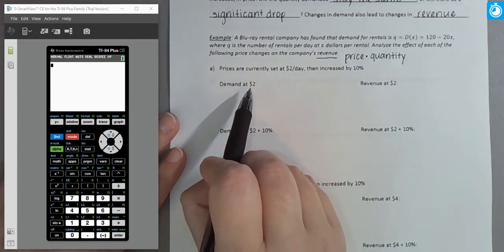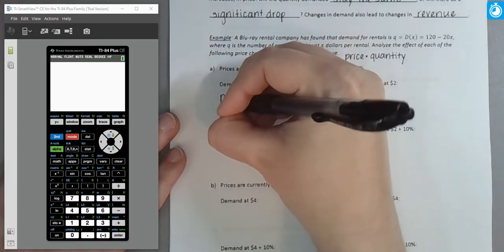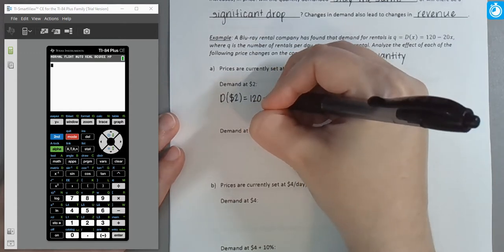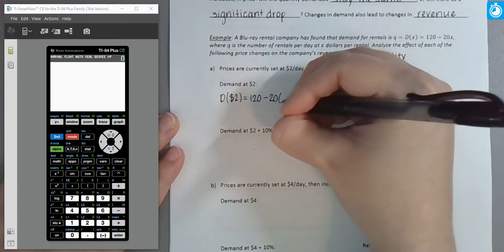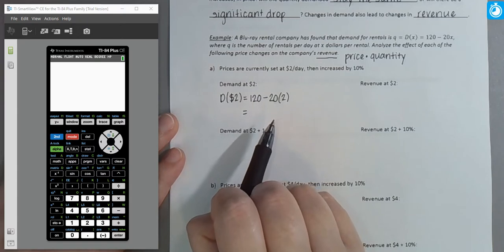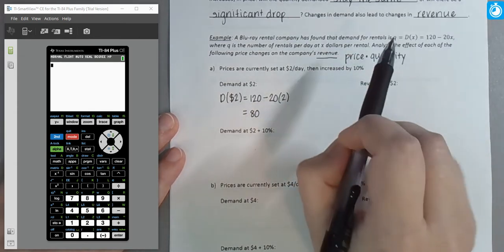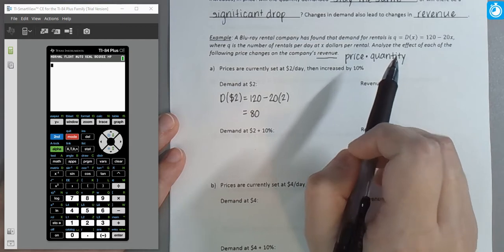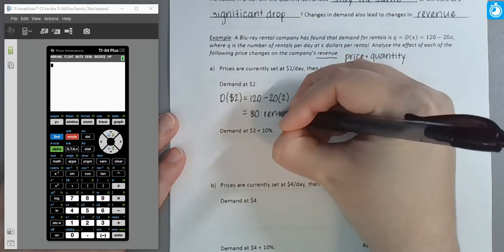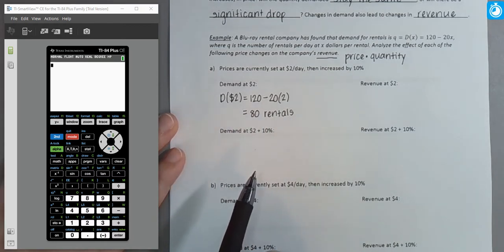So what is the demand at $2? Well, we're going to use our demand function, and we're going to input a price of $2. So the demand at $2 is going to be 120 minus 20 times 2. And of course, if you need, you can plug that into the calculator. 20 times 2 is going to be 40. So 120 minus 40 is going to be 80. Well, 80 what? We're talking about quantity purchased, and in this case, what we're purchasing is Blu-ray rentals. So that would be 80 rentals. In other words, at a price of $2, in general, we expect to have about 80 rentals per day.